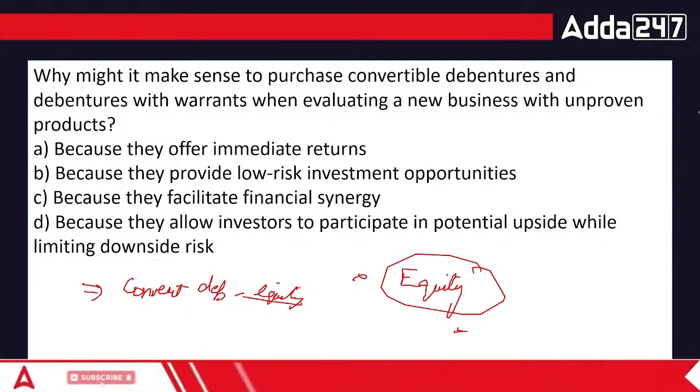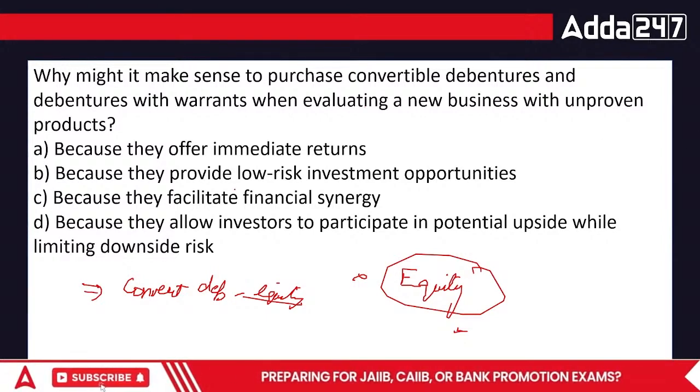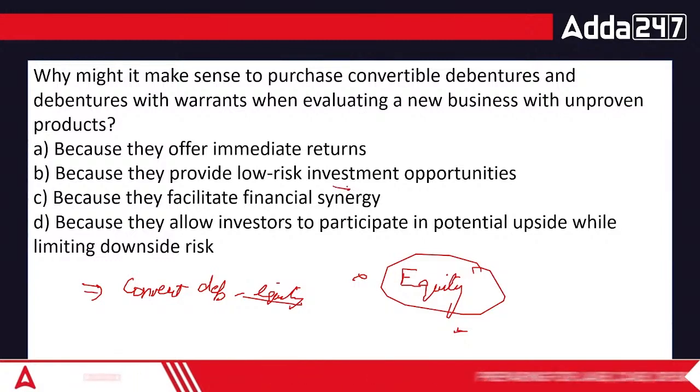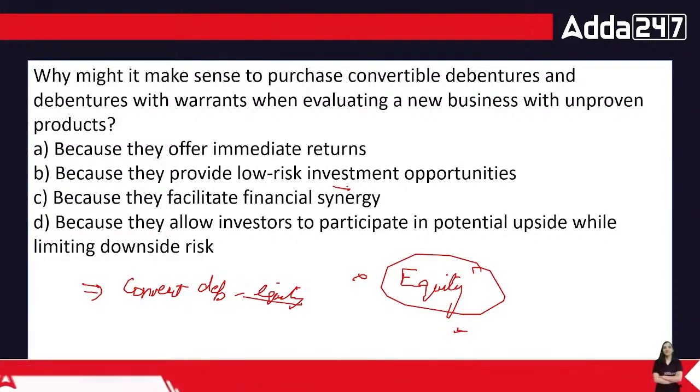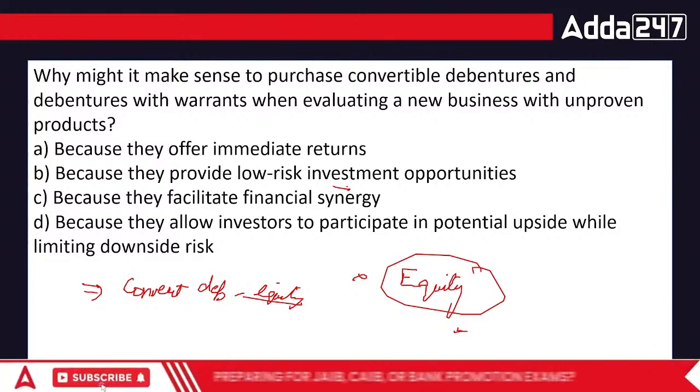So in this case, they offer immediate returns, or they provide low risk investment opportunities, or they facilitate financial synergy. Synergy: 1 plus 1 is equal to 11. Something that happens in terms of mergers.